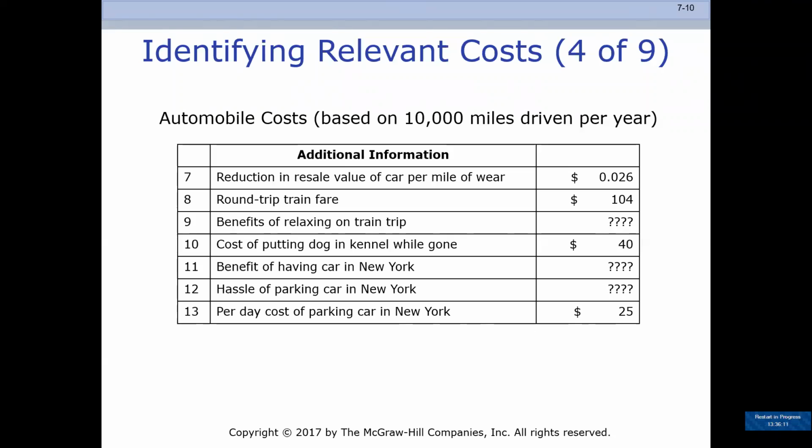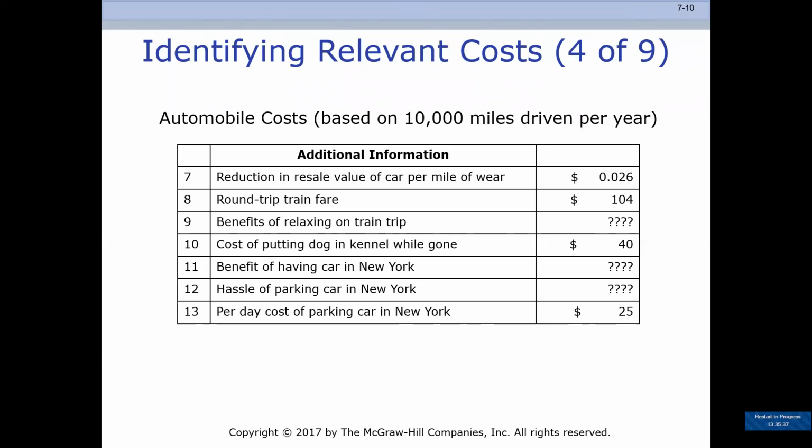Round trip train fare, is that relevant if she's driving? Not with the car. Yeah, you have to compare what's the cost of driving versus the cost of Plan B, which would be the round trip train fare. So that's relevant. Yes, in any decision making. And the benefits of relaxing on the train trip. You can't really put a value on that. That's why there are question marks. But there are some non-monetary values or costs associated with that, like trying to find a parking place in New York. That's a negative, right? Or driving in New York is a negative, unless you like the thrill of driving in New York.